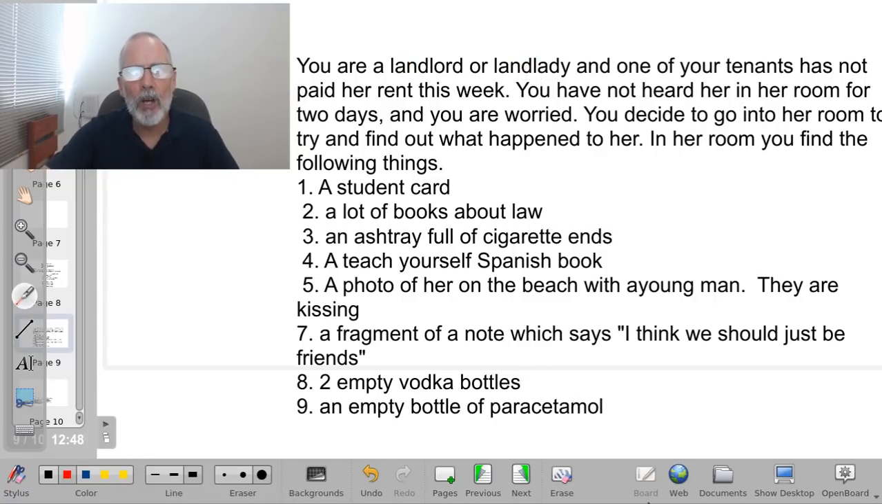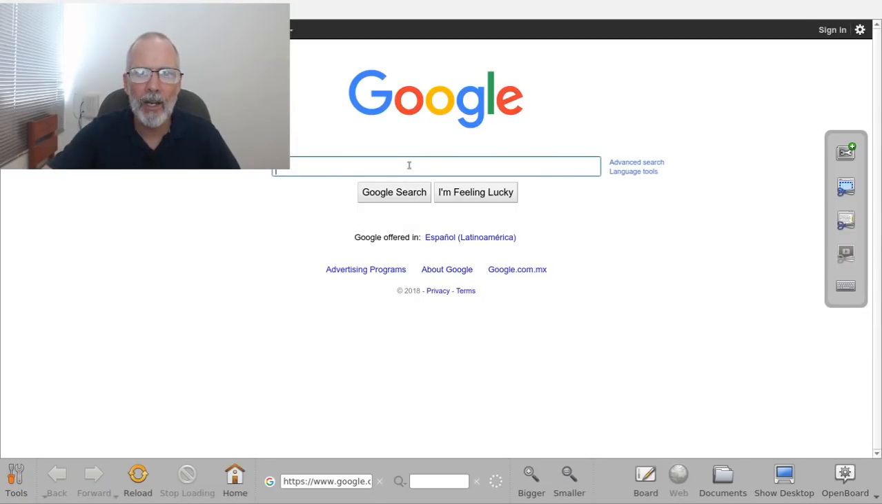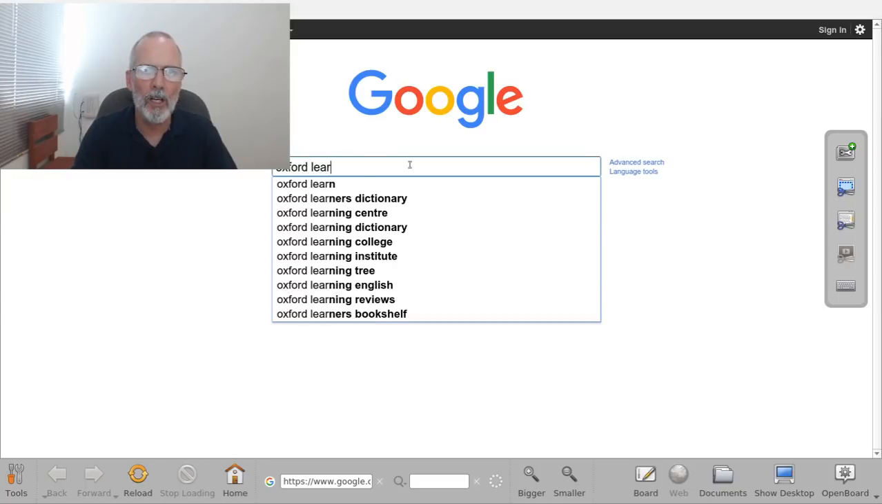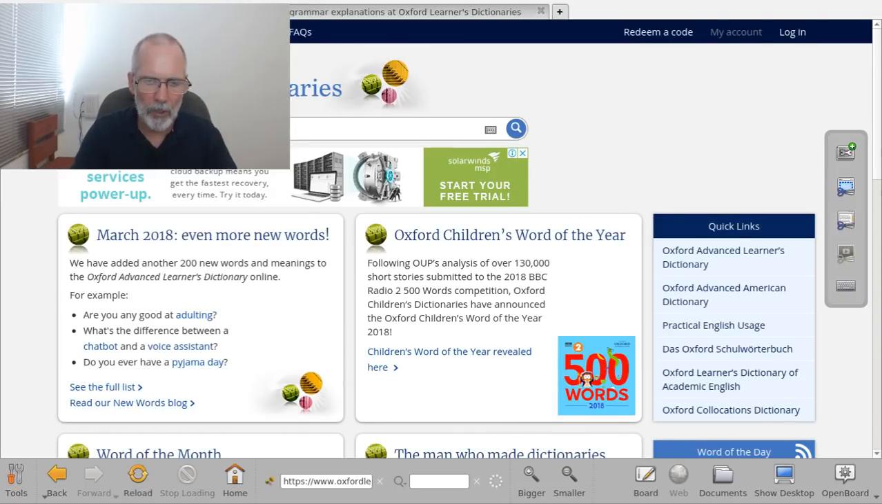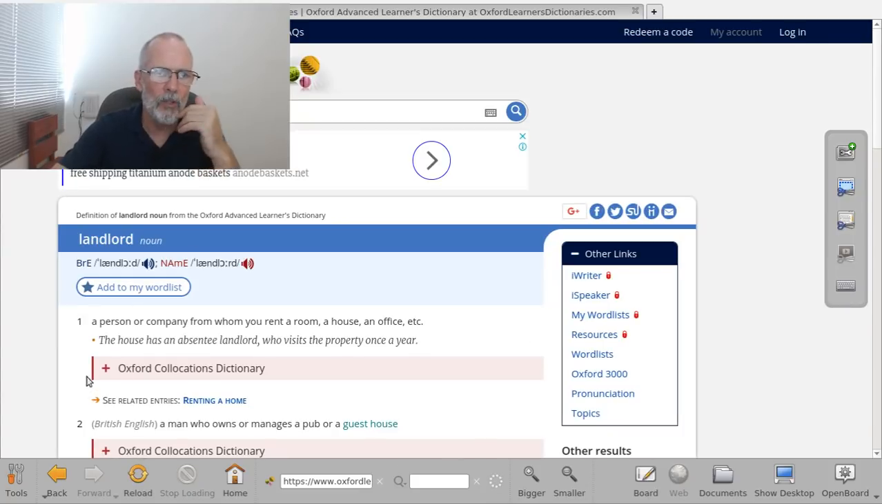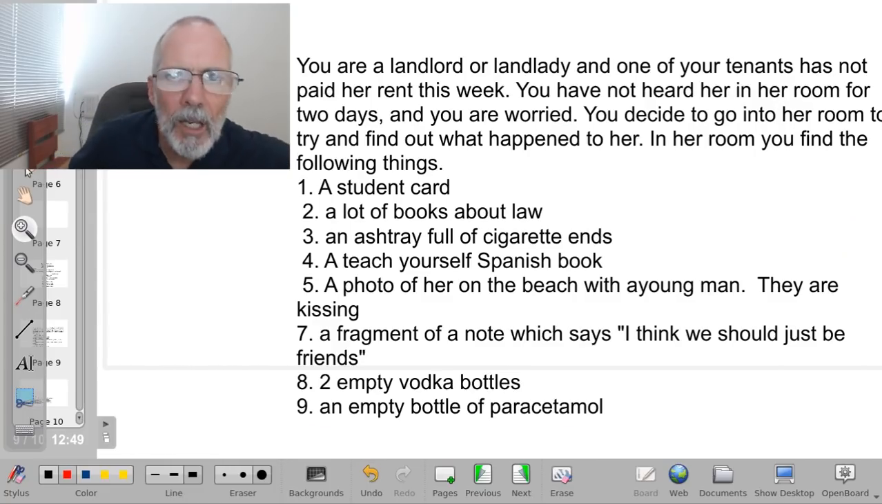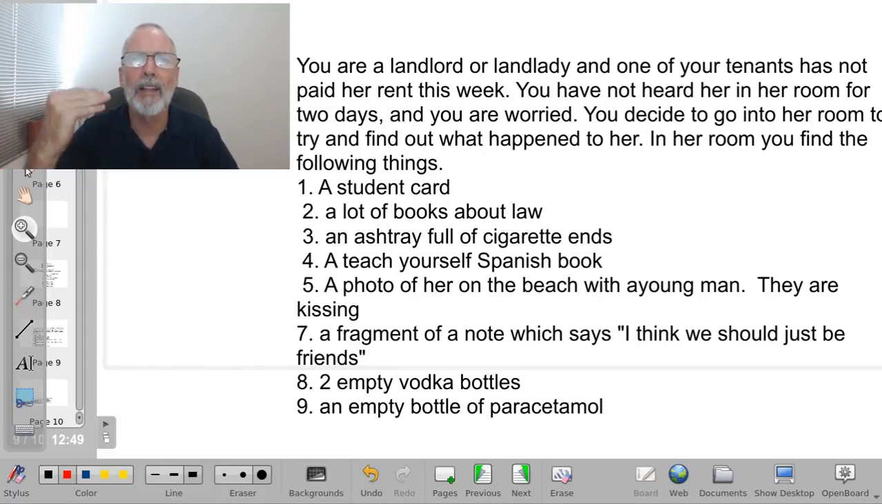Remember, if you don't understand a word, just check out the dictionary. I usually recommend the Oxford Learner's Dictionary, which is online. It's a very good dictionary. If you don't know a word, you can just say landlord, and it's going to give you the definition there. A person or company from whom you rent a room. And a landlady is the same thing, but it's a woman. Just use a dictionary or, if you've got your cell phone, just Google the words. It's very easy. You can actually say the word and Google will look for it.